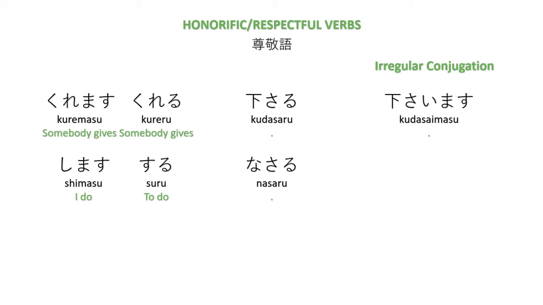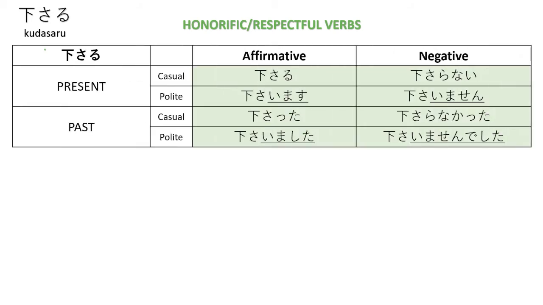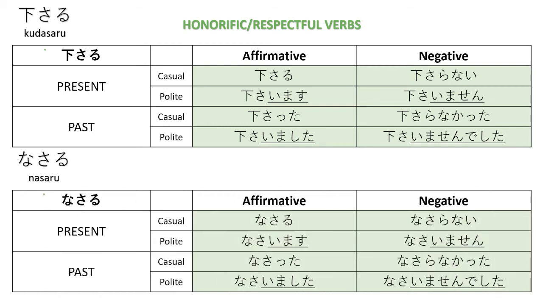And their conjugation is kudasaimasu for kudasaru, and for nasaru, nasaimasu. And this is the conjugation for kudasaru. Again, better to use the polite form: kudasaimasu, kudasaimasen, kudasaimashita, kudasaimasen deshita. And for nasaru: nasaimasu, nasaimasen, nasaimashita, nasaimasen deshita.